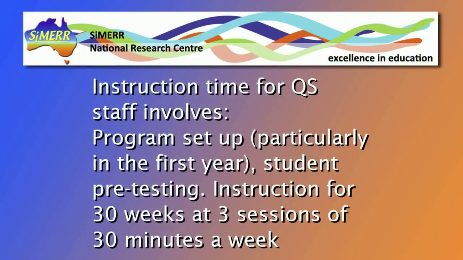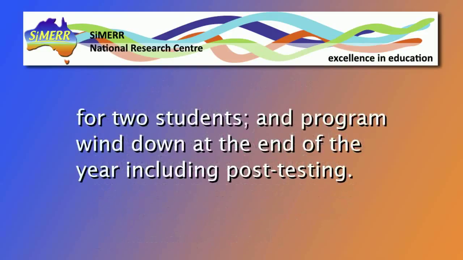Instruction time for QuickSmart staff involves program setup, particularly in the first year, student pre-testing, instruction for 30 weeks at 3 sessions of 30 minutes a week for 2 students, and program wind down at the end of the year, including post-testing. Schools also provide some instruction, preparation and administrative time for QuickSmart instructors. And in some schools, QuickSmart coordinators receive release time to oversee the program and to support QuickSmart instructors.